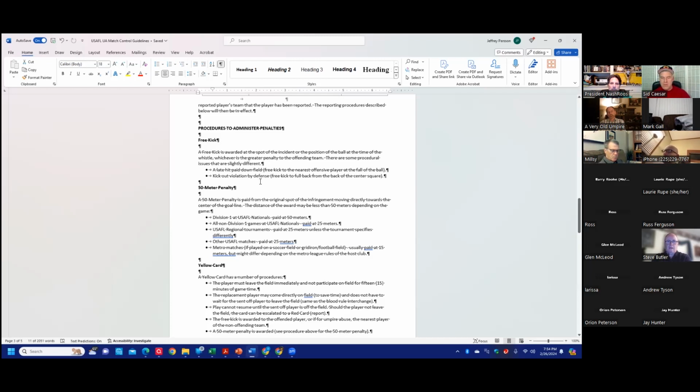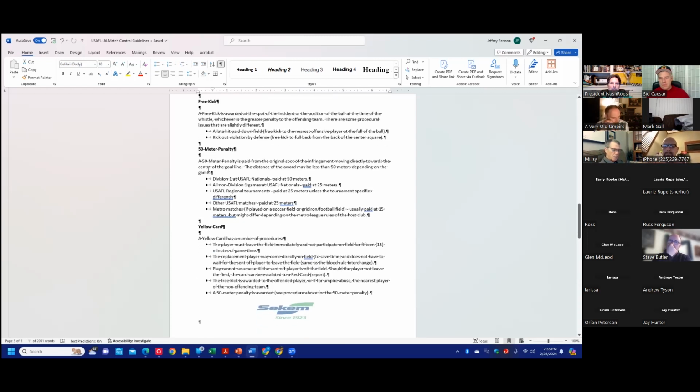Kick out violation by the defense. Free kick goes to the fullback from the back of the center square. In that particular case, we're doing a kick out after a point, right? Somebody doesn't clear the protected zone and they interfere with the kick. It's not a 50-meter penalty. You take that ball to the back of the center square, so still on the quote unquote defensive side of the field, and that fullback gets the kick from the back of the center square. So those are two different variations on the 50-meter downfield for how you award a free kick.